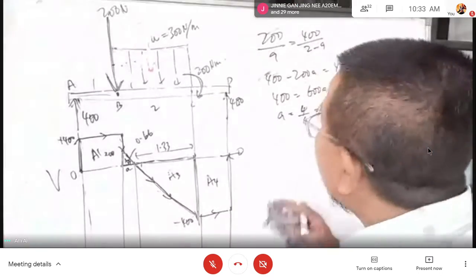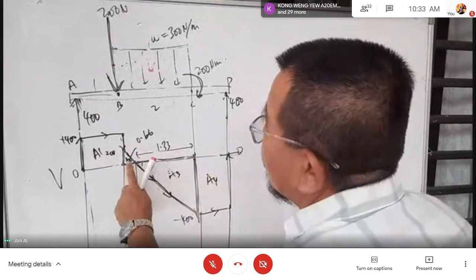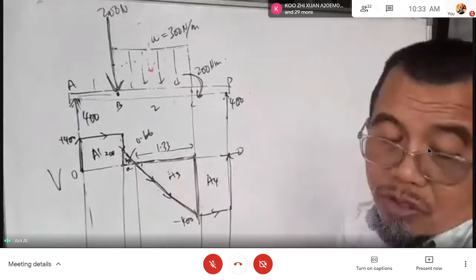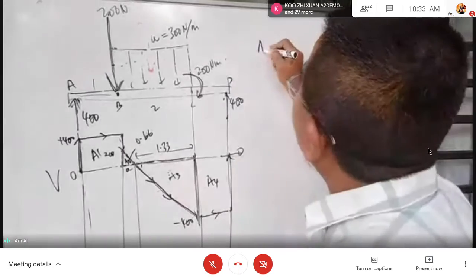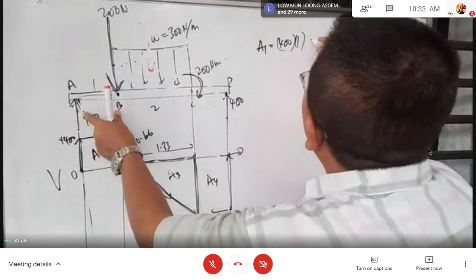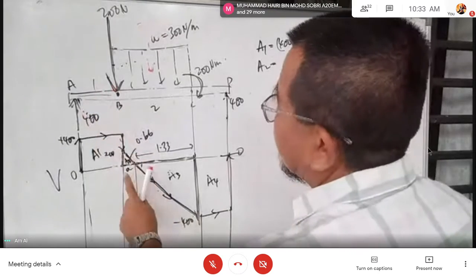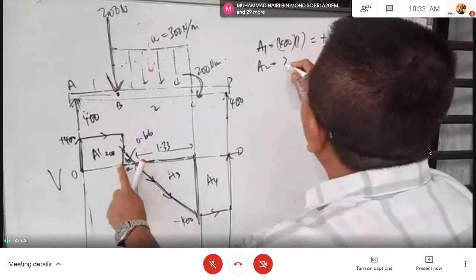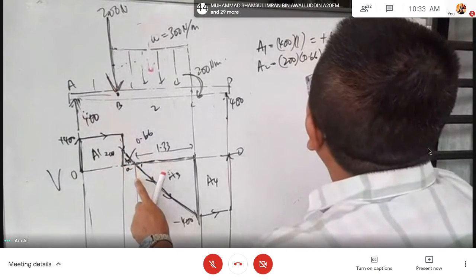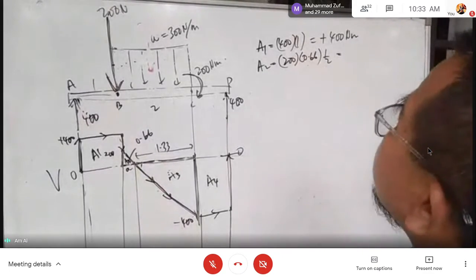Okay, and then I want to find the area. Area 1, area 2, 3, 4. 1 is positive, 2 is positive, triangle. 3 is negative, triangle. 4 is negative, it's not a triangle, it's a square. So what is area 1? 400 times 1, so positive 400 meter. What is area 2? Triangle there, half, the height is 200, times the length here is 0.66, times half. So the value is still positive. So what's the value there, please? Push your calculator.